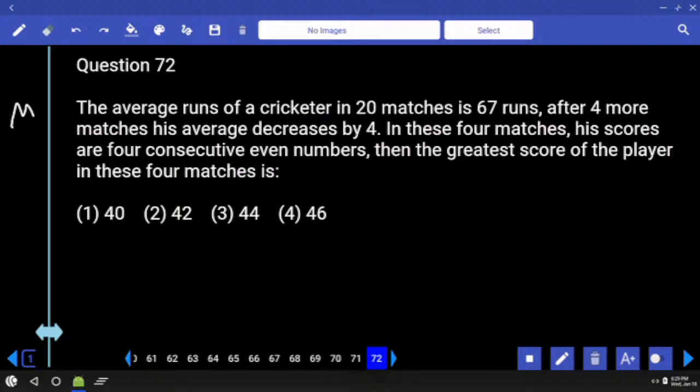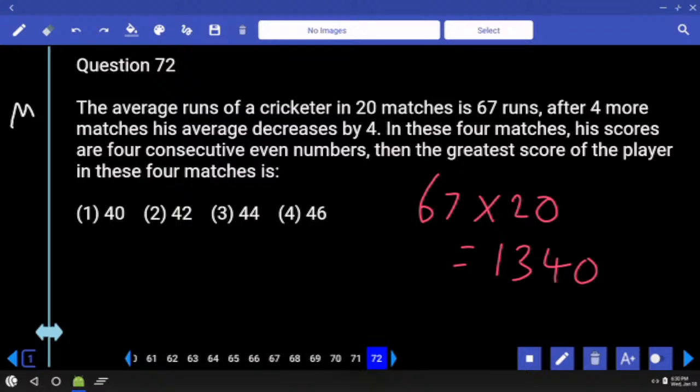The average runs of a cricketer in 20 matches is 67. So how many runs has he scored in total? 1340. Yes or no? After 4 more matches, his average decreases by 4. In these 4 matches, his scores are 4 consecutive even numbers.